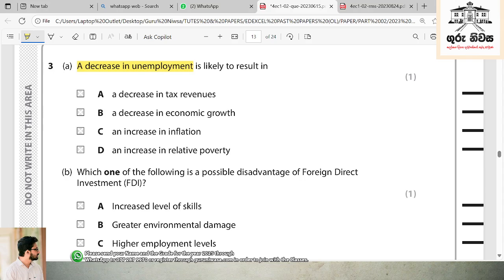Inability to satisfy basic needs in a socially acceptable way, right? For example, I assume there is a person whose income is very low, less than 20,000. Then most probably he will fall into absolute poverty. Absolute poverty means there's not enough income to satisfy even basic needs in a socially acceptable way.